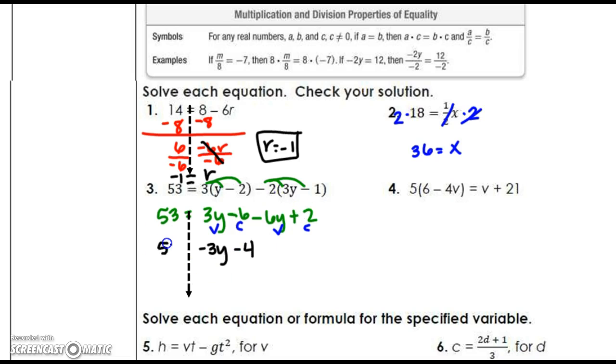And we have our 53 over here. So now we're very similar to what we had in number 1, where we have our variable, constant, constant. We want to get those constants together. So here's our variable. Let's get this to the other side. Here's when we undo because it's on the other side. So we want to add 4. 57 equals negative 3y. And then we want to divide.